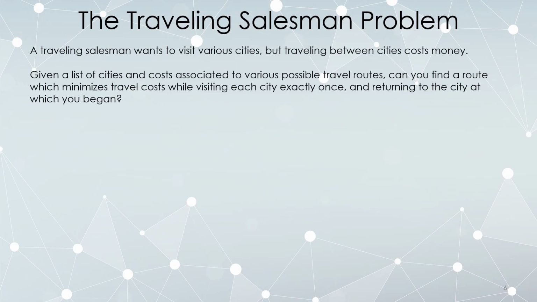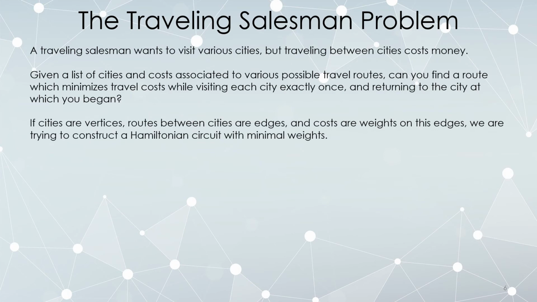So the cities can be thought of as vertices, routes between cities are edges, and costs of traveling from one city to another are weights on the edges. So what we're trying to do is construct a Hamiltonian circuit. In other words, visit every vertex exactly once, except to come back where you started. And you want to use the smallest weights possible. You want to use the minimal cost.